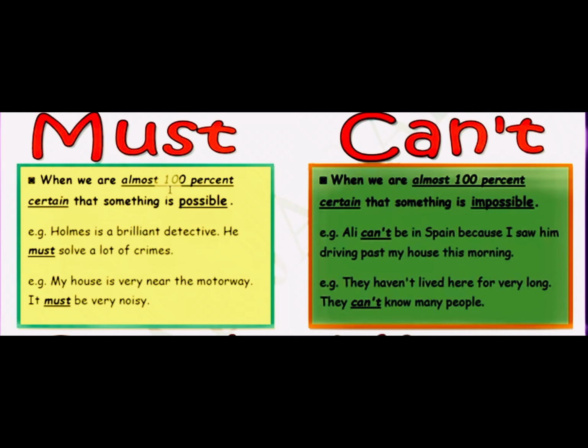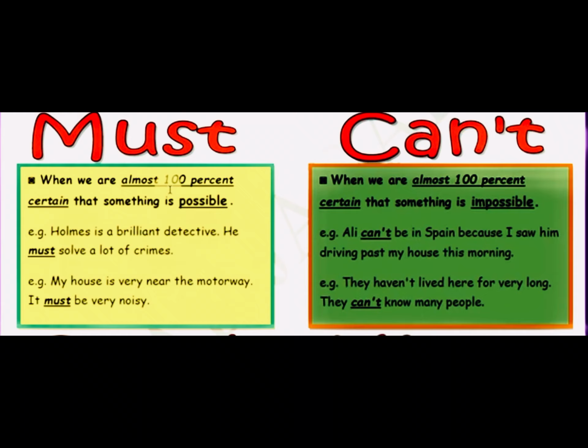Like I said, now let's go to can't. Let's explain can't. We use can't when we are 100% certain that something is impossible. So this is the opposite of must. So here we use can't when we are almost 100% certain that something is impossible. Impossible also means مستحيل in Arabic.